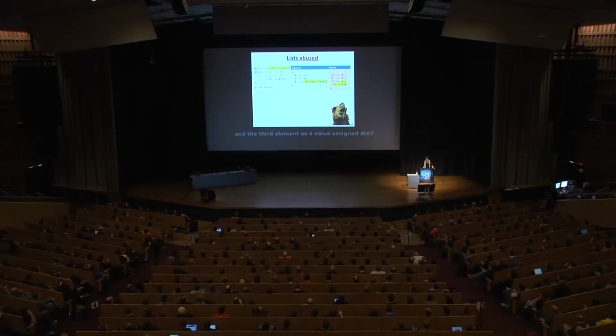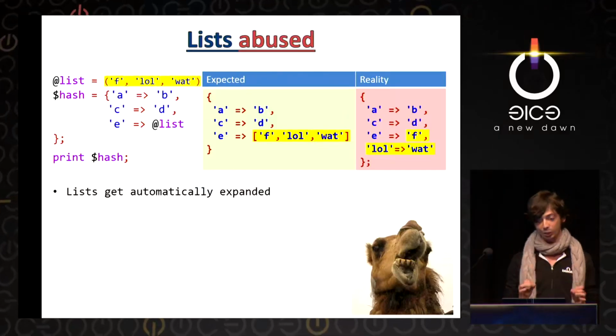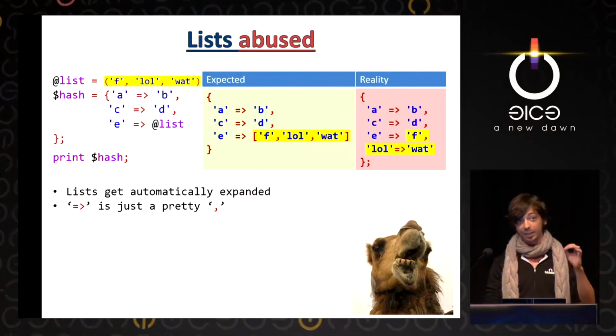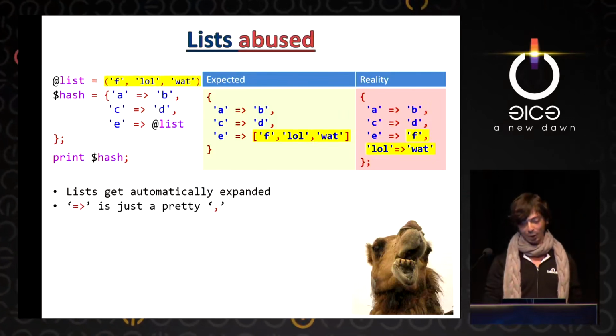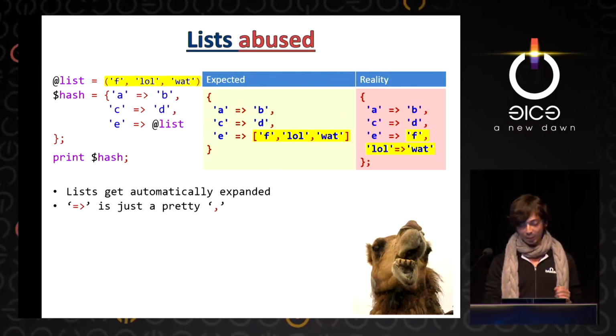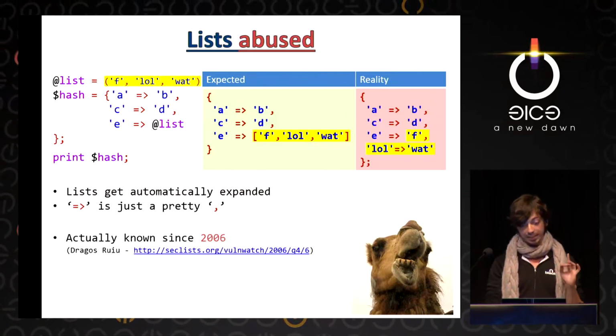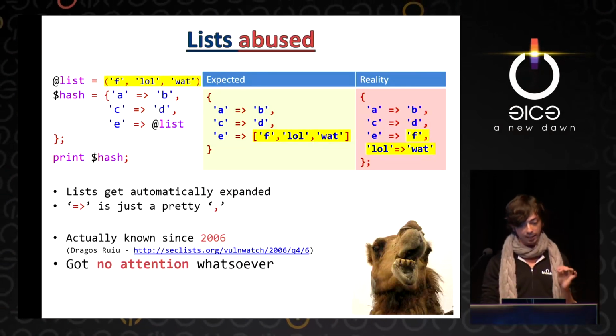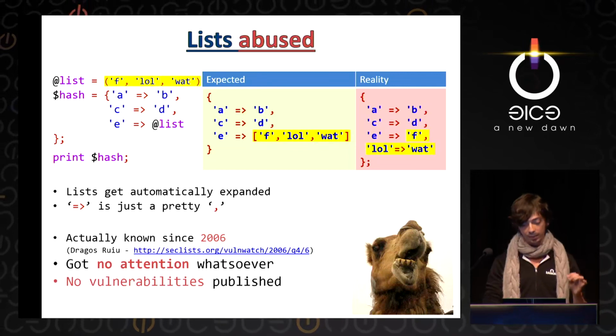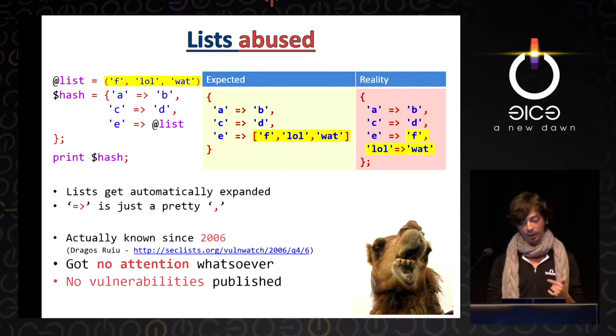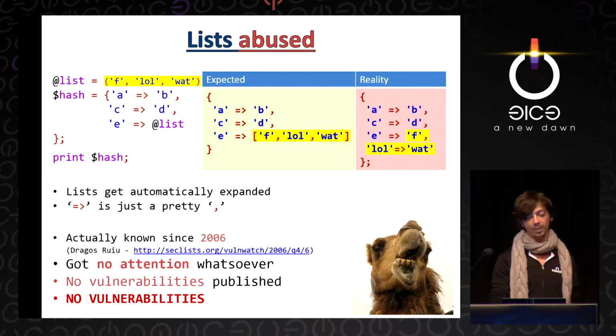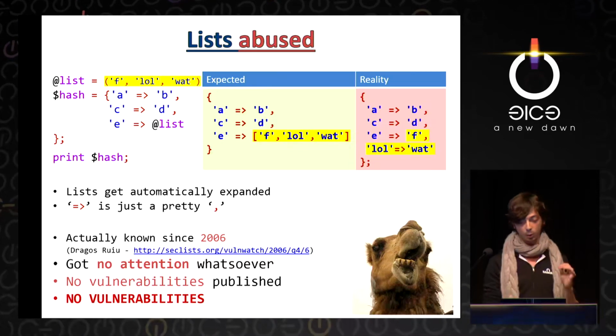That happens because a list in a hash is considered an extension to the hash, as arrows are just pretty commas. Although, that's actually been known since 2006, yet it got no attention and no vulnerabilities were released using this quirk. No vulnerabilities with such an easy-to-miss quirk.